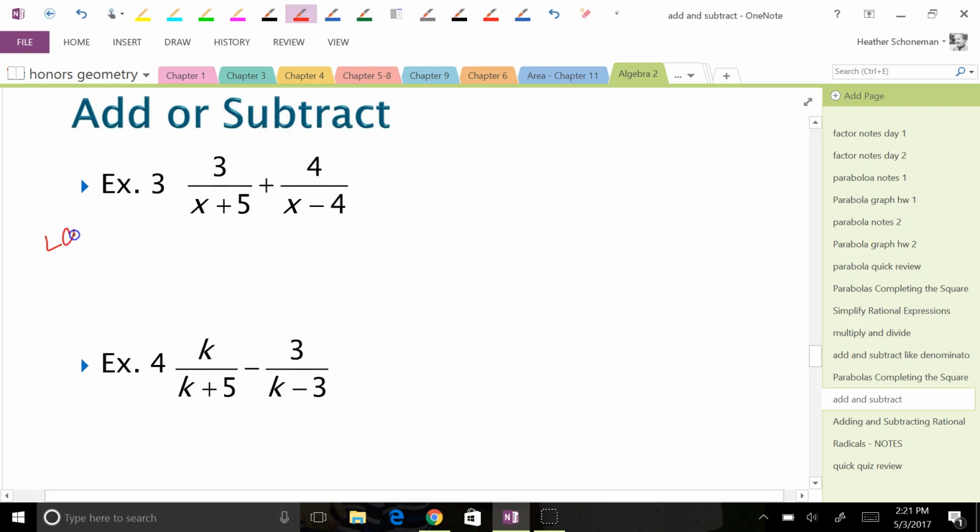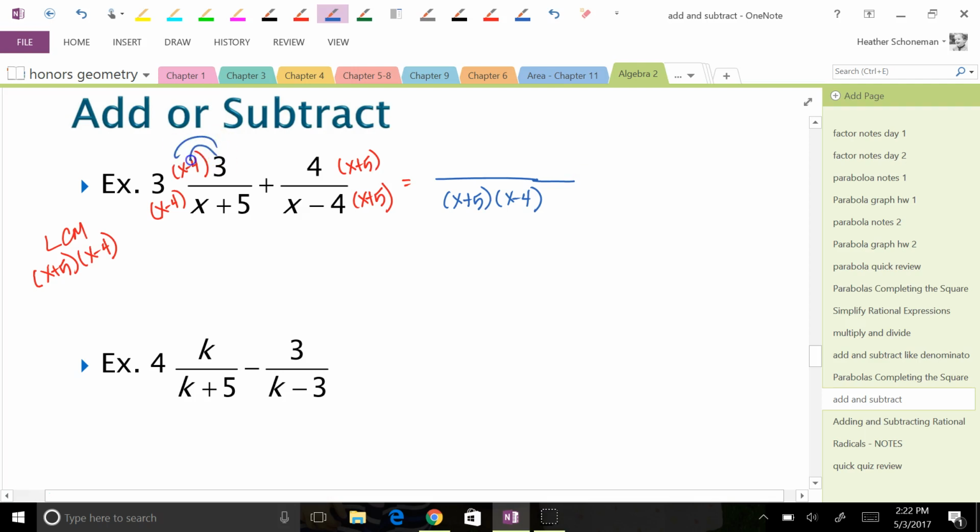Least common multiple. The least common multiple has got to represent everything. So I need an x plus 5, and I need an x minus 4. So this first fraction, I'm going to have to multiply it by x minus 4. And this next fraction, I have to multiply by x plus 5. Okay, so when I do this, we know that my denominator is going to be the least common multiple, x plus 5, x minus 4. And I'm kind of saving a little step and doing this all at once.